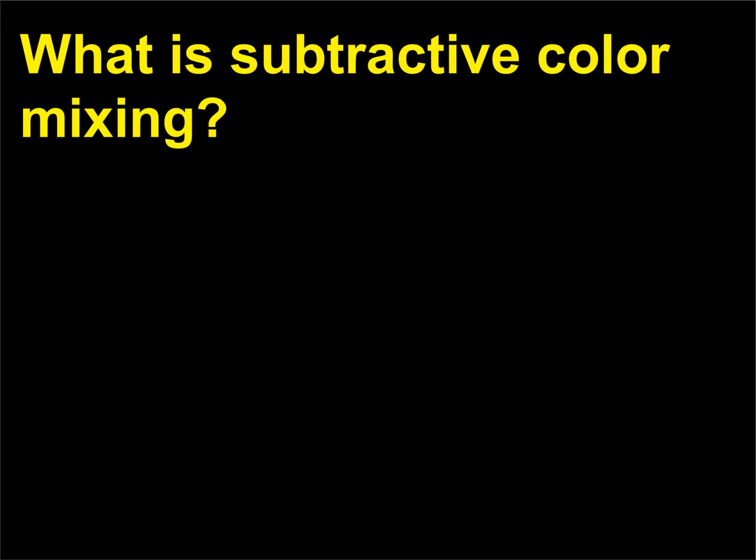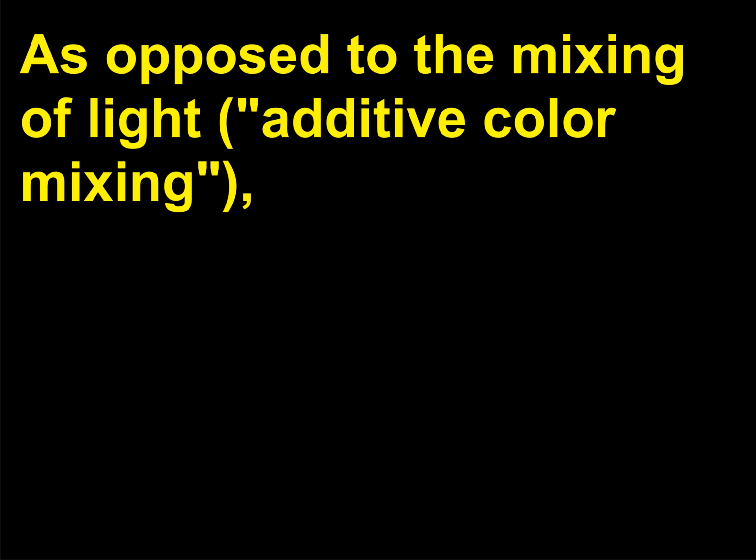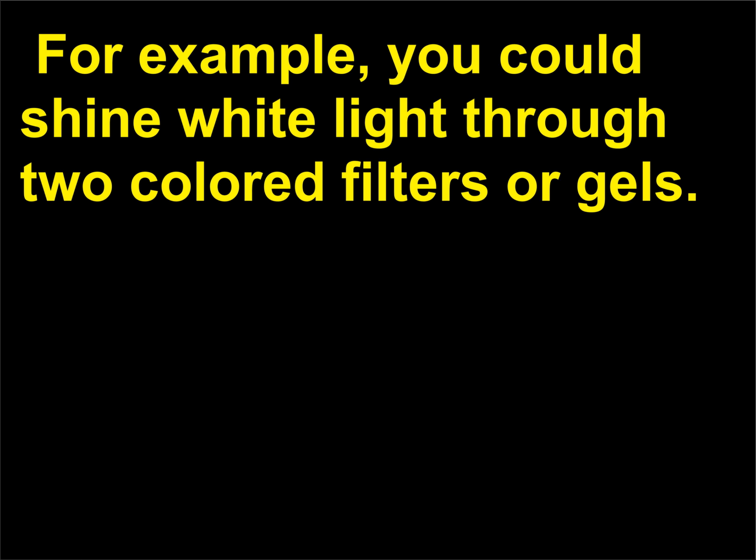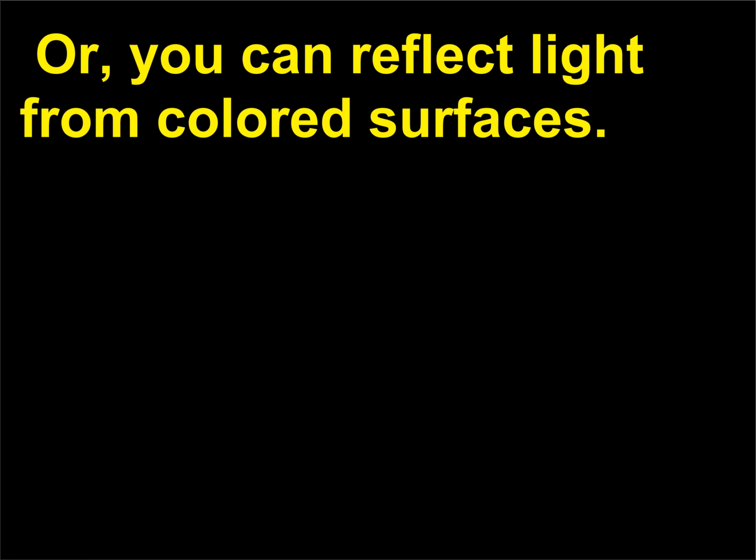What is subtractive color mixing? As opposed to the mixing of light, additive color mixing, subtractive color mixing occurs only when combining dyes, pigments, or other objects that absorb and reflect light. For example, you could shine white light through two colored filters or gels. Or, you can reflect light from colored surfaces.